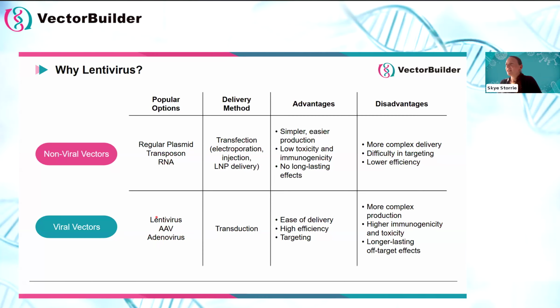Additionally, these are viruses which are associated with higher safety risks. So, for example, they can cause high immunogenicity and toxicity, and also for lentivirus, where it integrates, you can get oncogenesis.